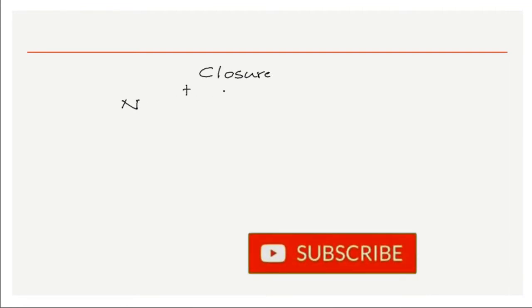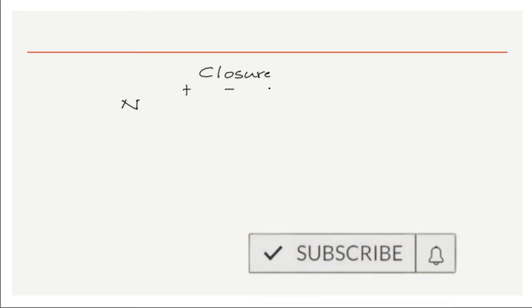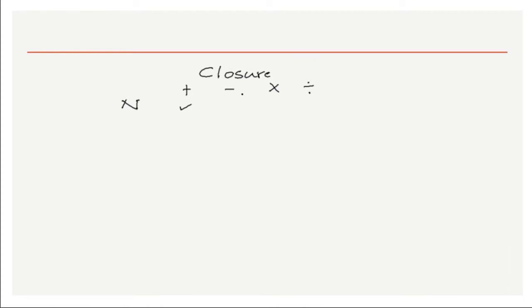So closure property, if I summarize in terms of natural numbers, these are the operations: addition, subtraction, multiplication and division. Natural numbers are closed under addition and multiplication, and they are not closed under subtraction and division. Whole numbers, again, are closed under addition and multiplication. They are not closed under subtraction and division.